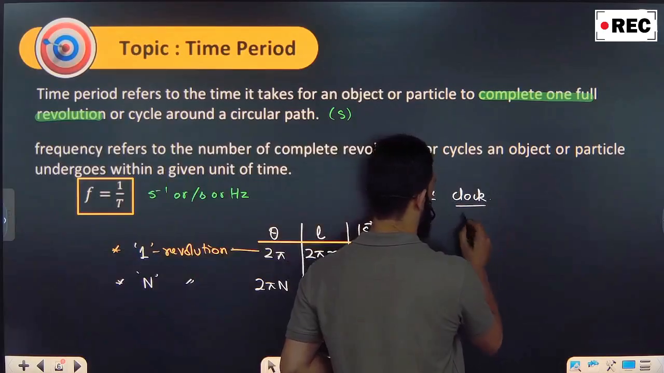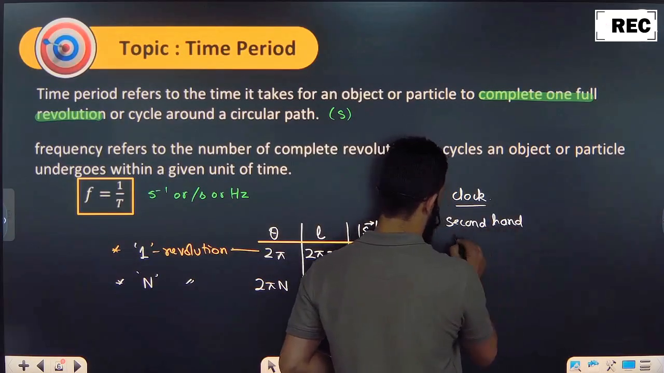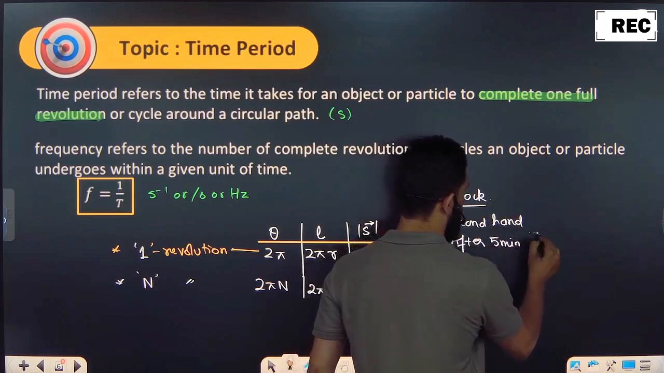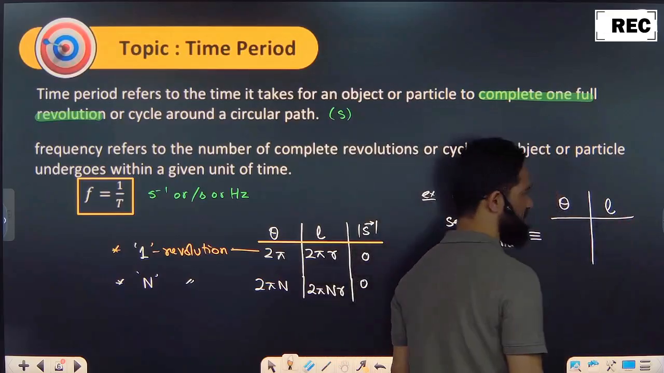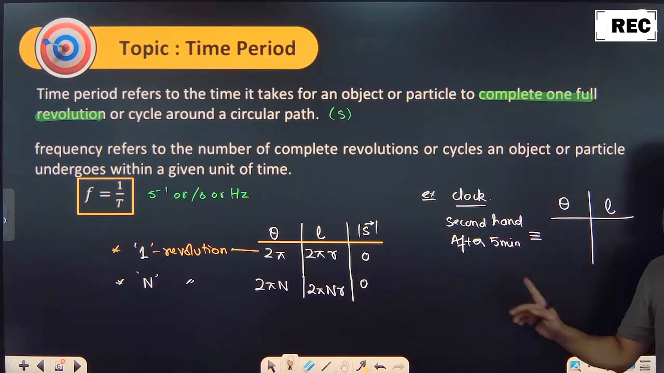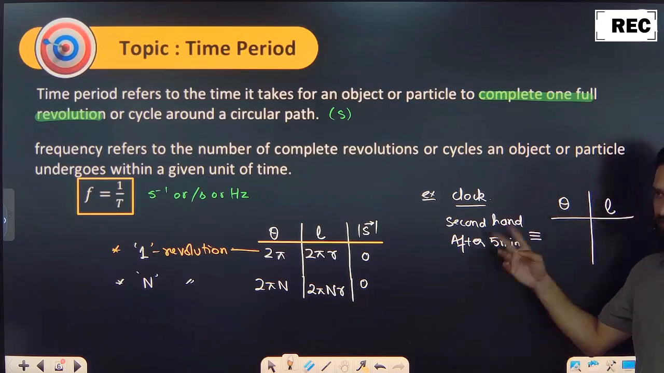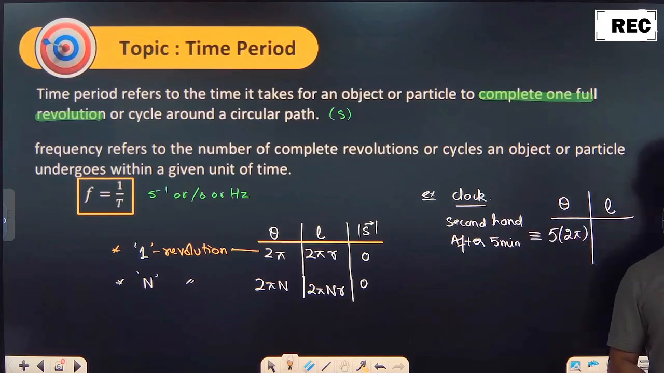For the second hand, after 5 minutes, what is the angular displacement and how much is the total distance covered by the tip of this second hand, right? See, 1 minute is 1 complete revolution, so 5 minutes means 5 complete revolutions. So how much is the angle subtended? In 1 revolution there is 2 pi. In 5 revolutions there is 5 into 2 pi.